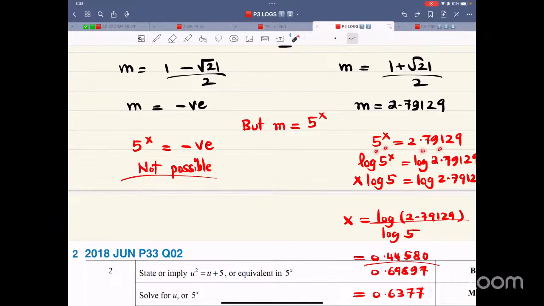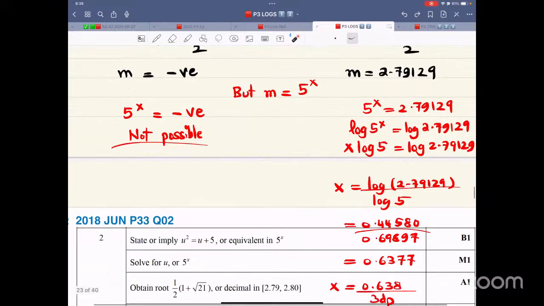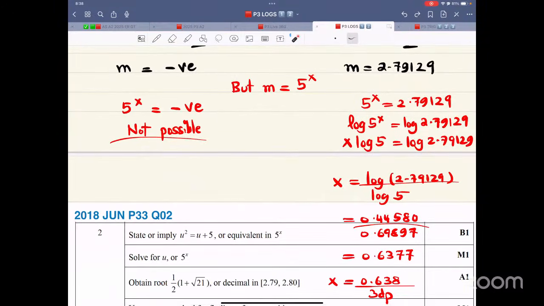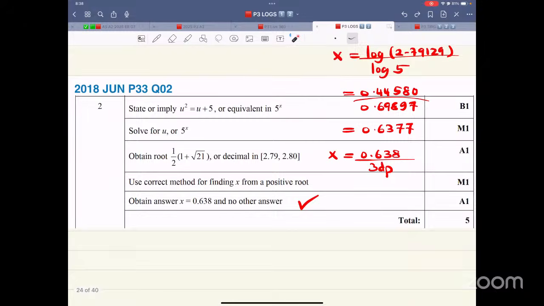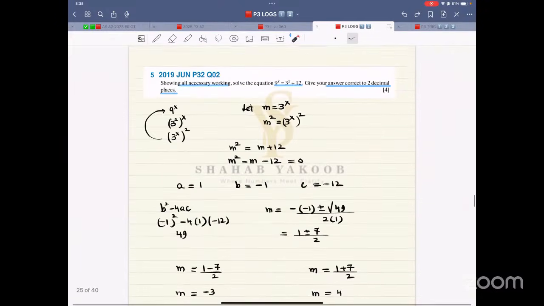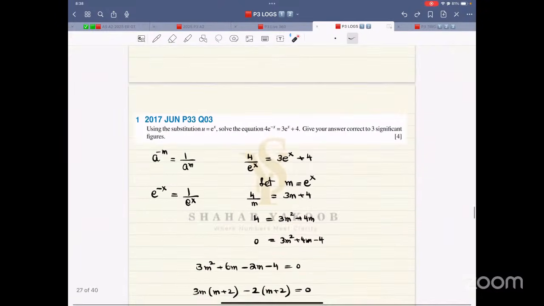5 to the power x is this much. Take log of both sides, any log would do. LG, ln doesn't make a difference. And then you get this final answer. So that is something like this.